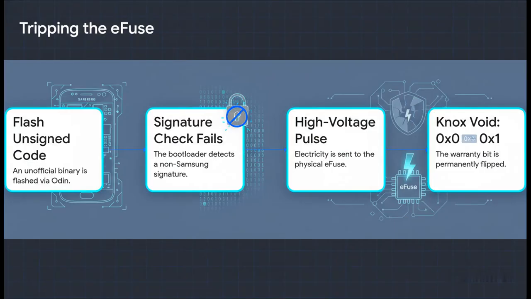So how does it get tripped? It's a totally irreversible chain reaction. First, someone tries to flash some unofficial software, like a custom kernel. The bootloader, which is that first line of defense, checks the file's digital signature. It sees that it's not signed by Samsung, and it fails the check. Instantly, it sends a tiny pulse of electricity to that E-fuse, physically burning it out and changing its value permanently from a 0 to a 1.